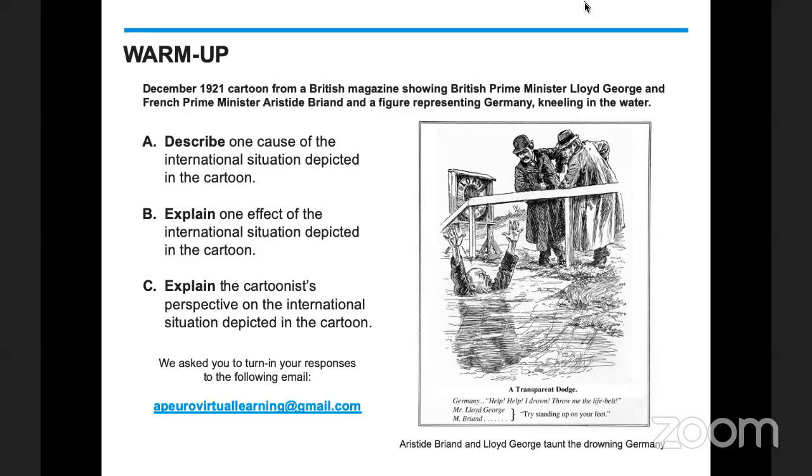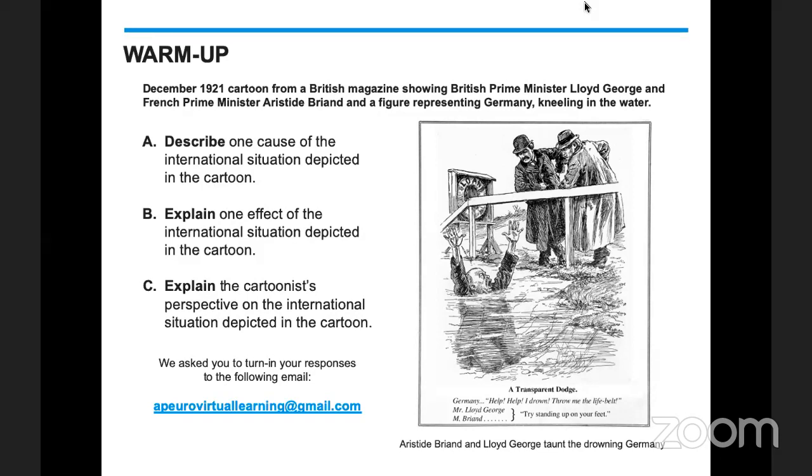Germany saying, "Help, help, I drown, throw me the life belt." And then Lloyd George and Briand saying, "Try standing up on your feet." Aristide Briand and Lloyd George taunt the drowning Germany is what we have captioned under the cartoon. So your task was, the A task is to describe one cause of the international situation depicted in the cartoon. The B task is to explain one effect of the international situation depicted in the cartoon. And the C task is to explain the cartoonist's perspective on the international situation depicted in the cartoon.